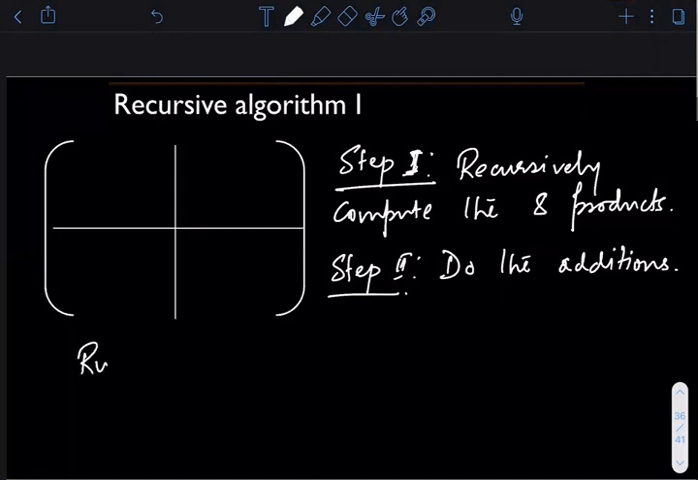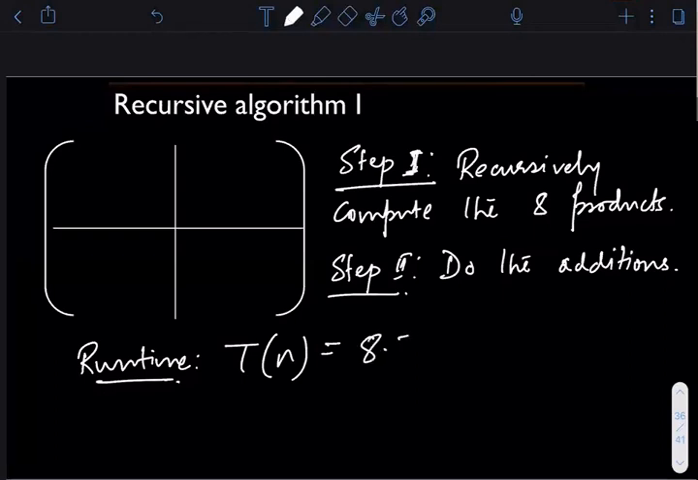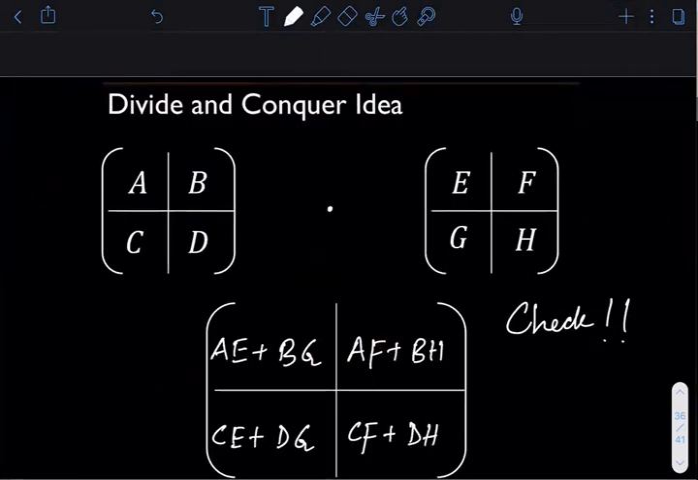So then the runtime, what is going to be the runtime? T(n) equals to what? Okay, it's 8 T(n/2), right? Why is this 8 T(n/2)? Because remember, I am finding 8 different products, and each of these products is an n over 2 cross n over 2 matrix product. So I'm exactly calling myself 8 different times.